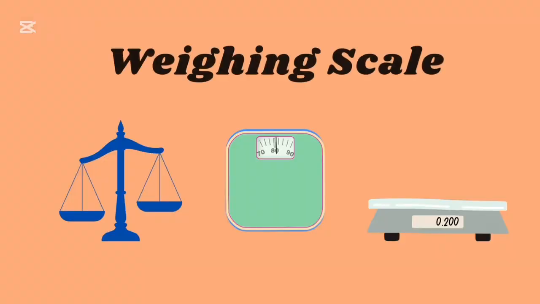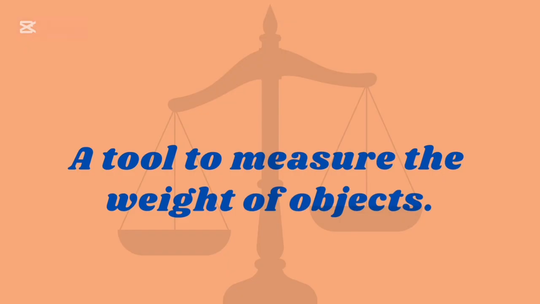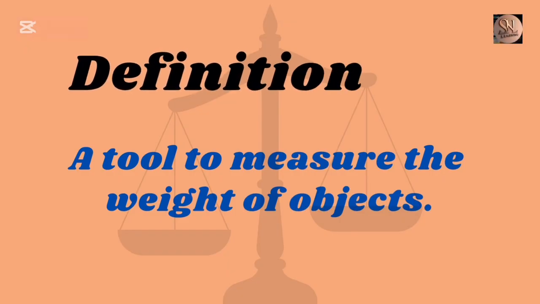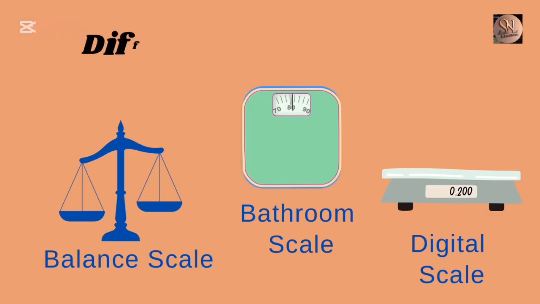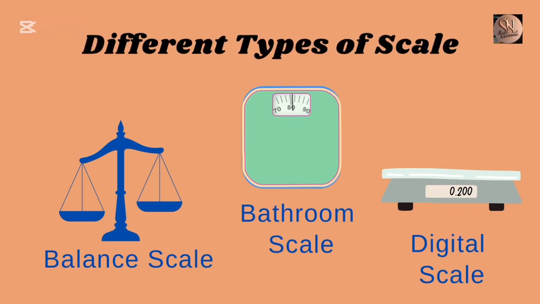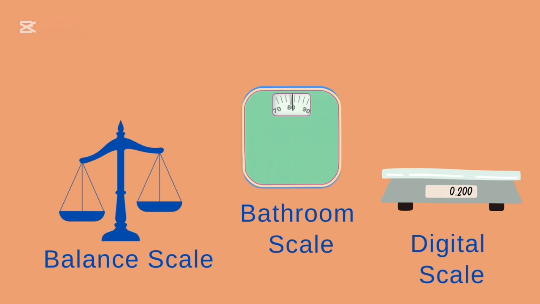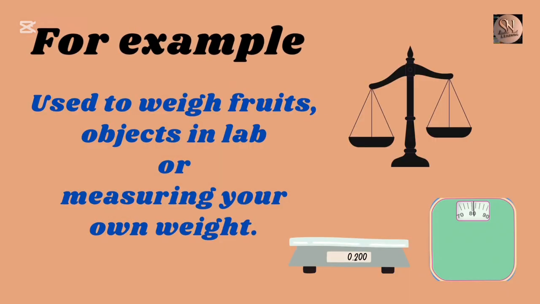Okay, next is weighing scale. So, weighing scale is a tool to measure the weight of objects. We have different types of weighing scale like balance scale, bathroom scale, and the digital scale. You can see here, balance scale has 2 pans hanging on either side of the beam. It is used to compare the weight of objects, for example, comparing the weight of different fruits.